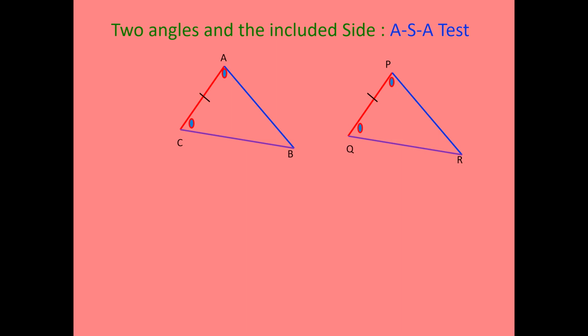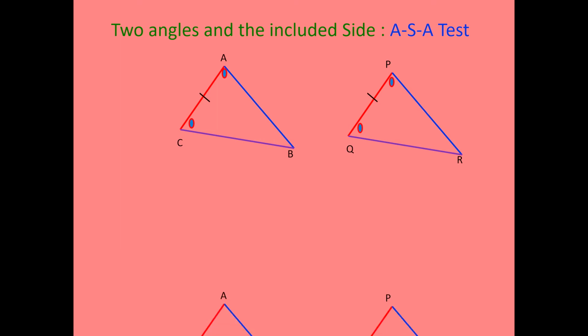Angle A congruent to angle P, angle C congruent to angle Q. One more example: if you take this side here as it has come up, then the test of congruency will change. Then it will not be ASA, because the two sides, that is AB and PR, are not included by the two angles. Therefore, this AB congruent to PR will not be allowed.